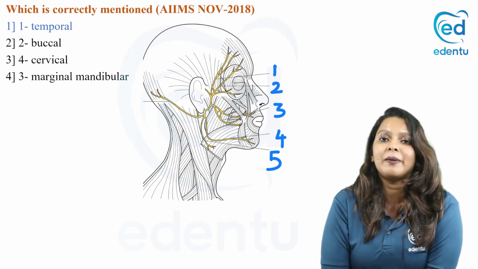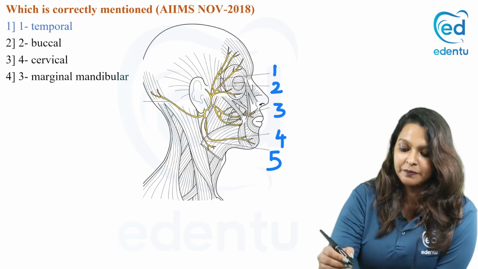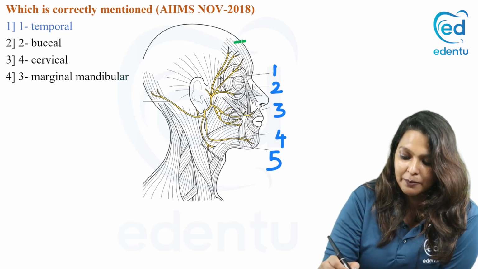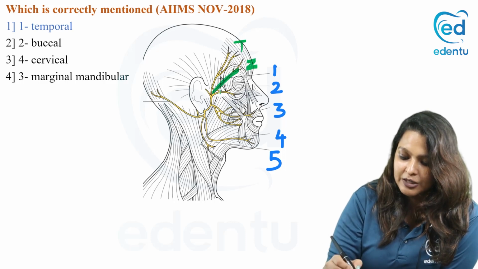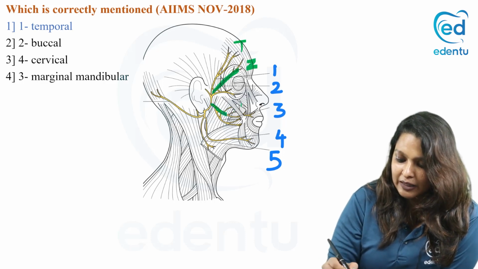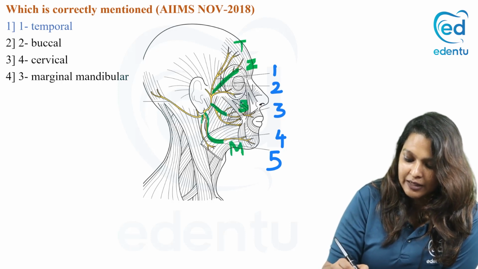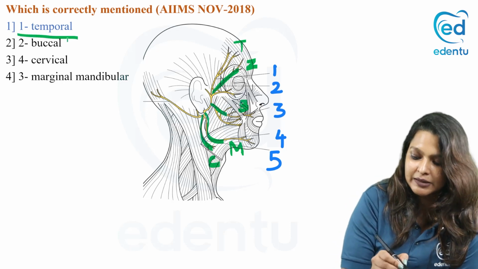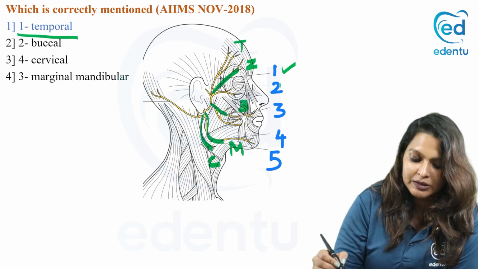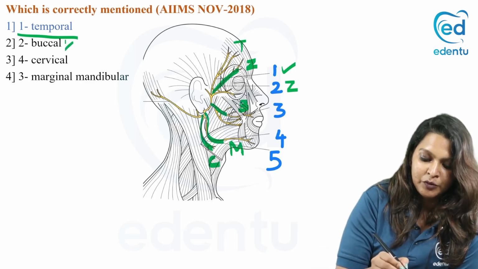So these are all the pes anserinus, the five terminal branches of the facial nerve. The uppermost one is the temporal branch, followed by the zygomatic branch, then the buccal branch, and then the marginal mandibular and cervical. Okay, in this, one is correctly named as temporal. The two is named as buccal, but it is actually the zygomatic branch. So this is wrong.